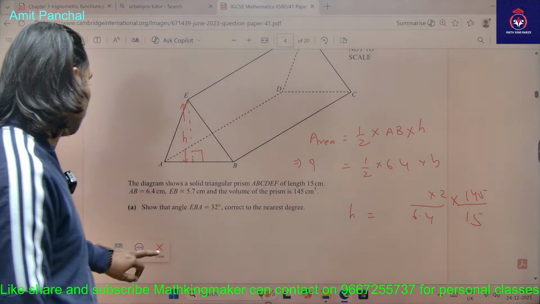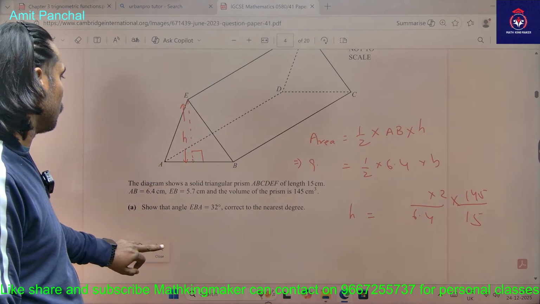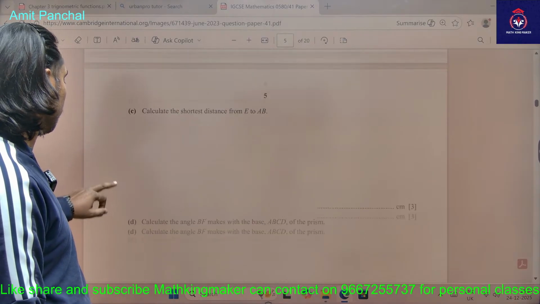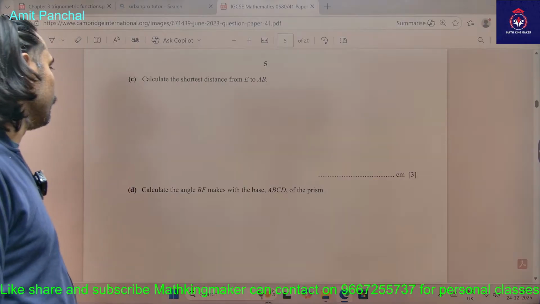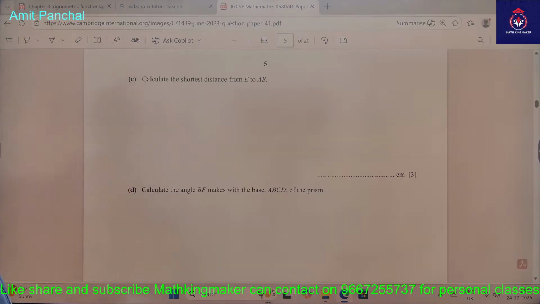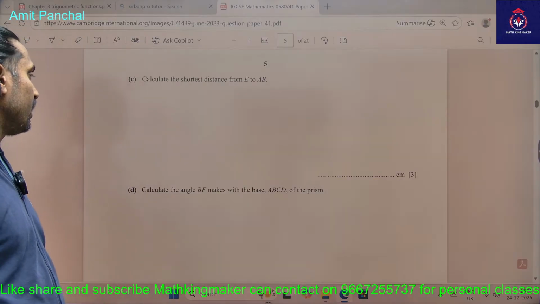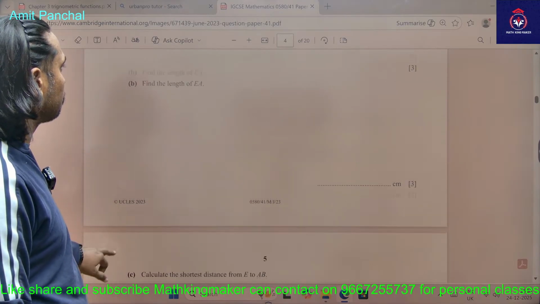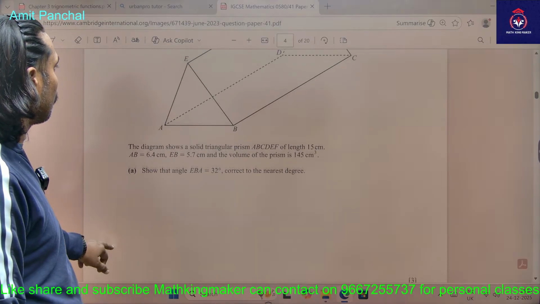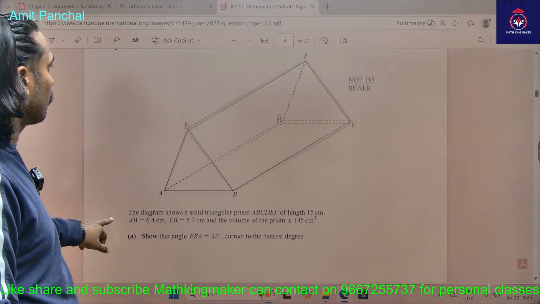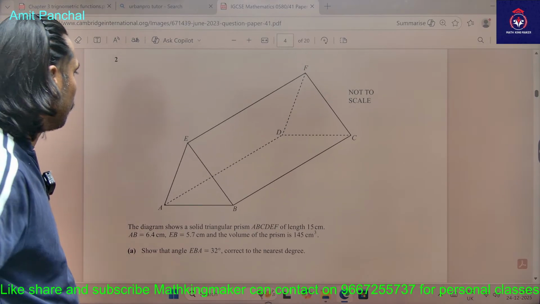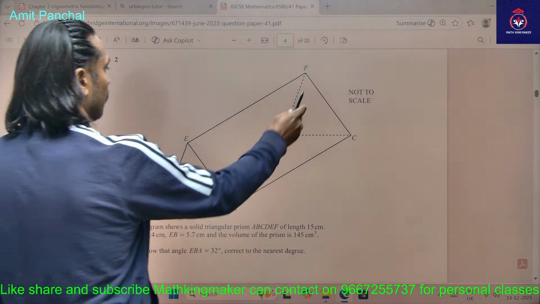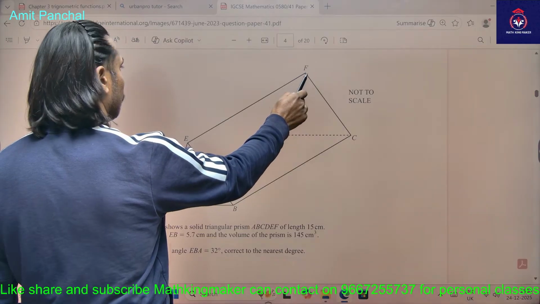For question D, I don't even know what it was asking for. I tried to visualize it and made a drawing. Calculate the angle BF makes with the base. This angle we need to calculate.